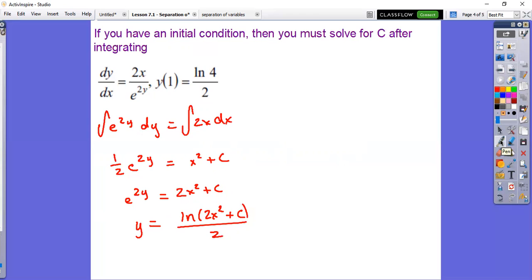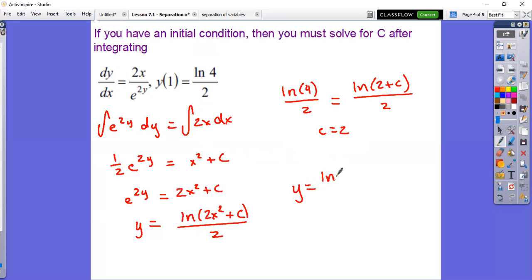So now I'm going to look back at my initial condition. It says y of 1 equals ln of 4 over 2. So then I know that ln of 4 over 2 is equal to ln of (2 plus c) over 2. So we can see from this, pretty easy to tell that c is equal to 2. So then my particular solution for this initial condition would be ln of (2x squared plus 2) over 2. And this would be my particular solution.